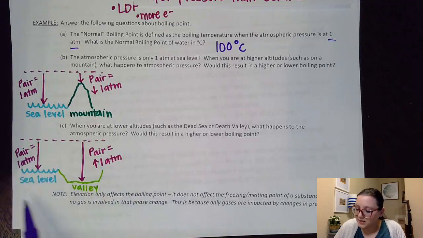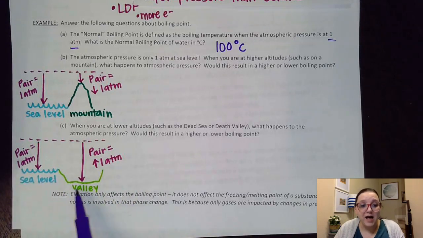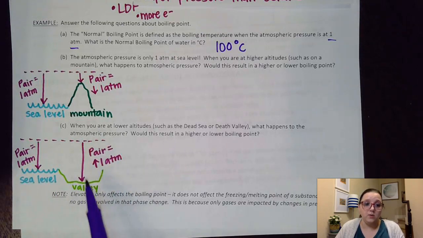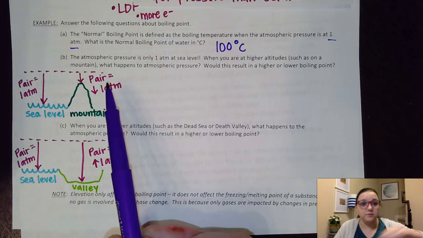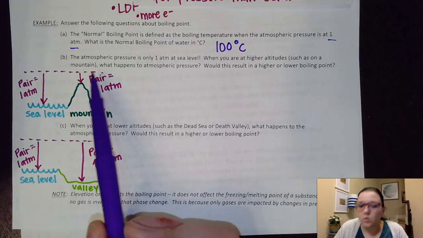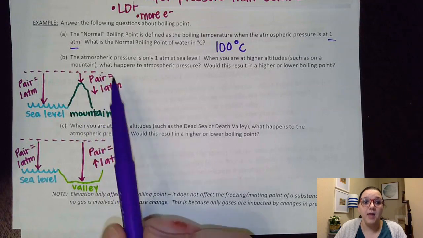On the flip side here, let's say you're in some sort of valley area. That would cause a pressure that is greater than 1 atmosphere for the air. Now, let's think about this for a minute. If I am trying to justify why something boils at a particular temperature, remember that to boil, you have to get the pressure of the gas coming off the surface of your liquid to equal the pressure of the air.